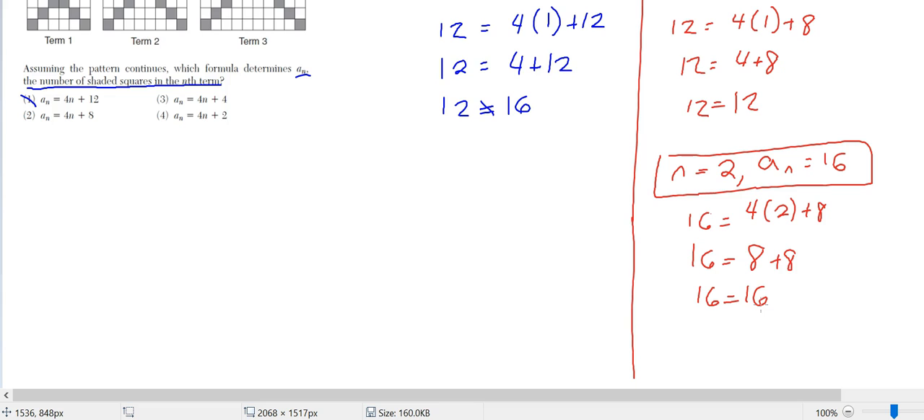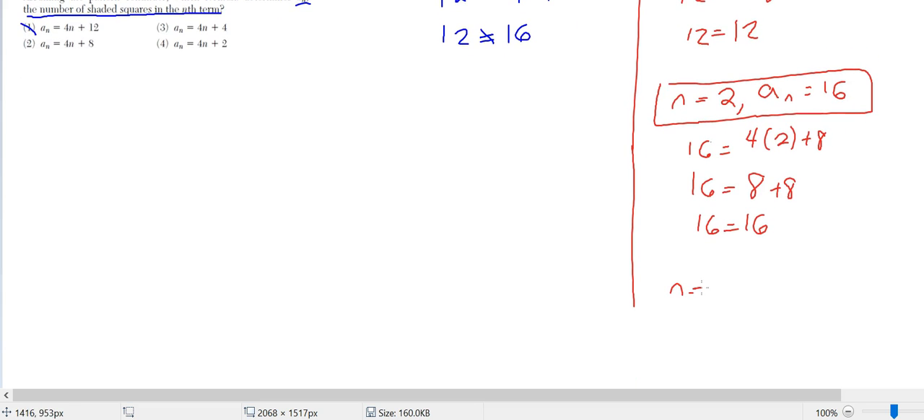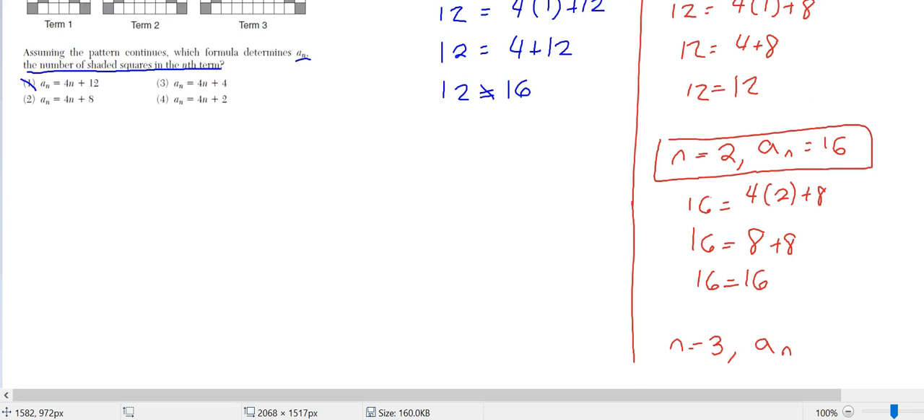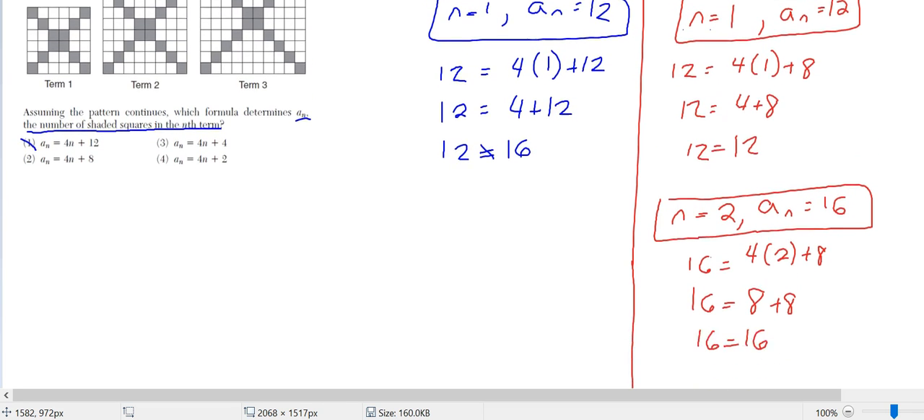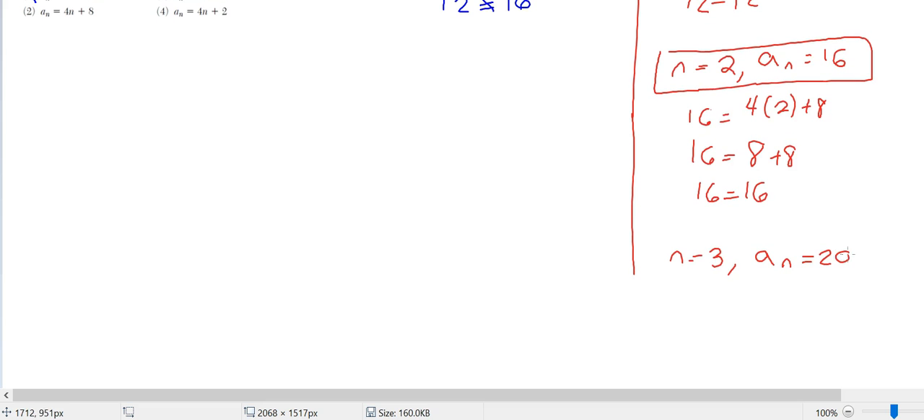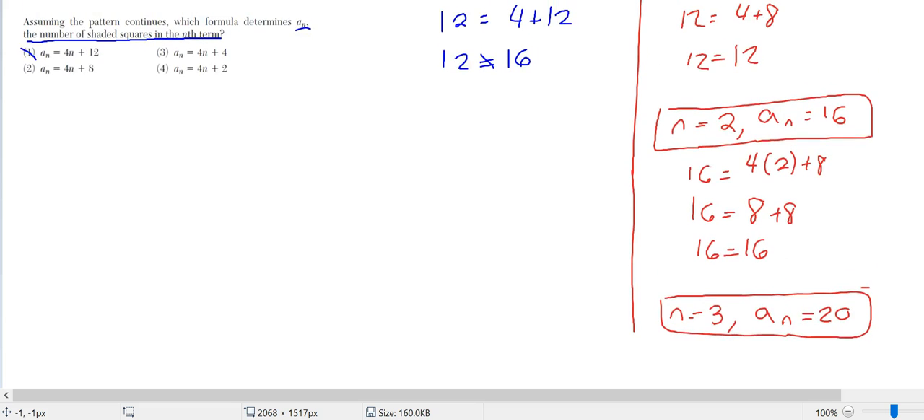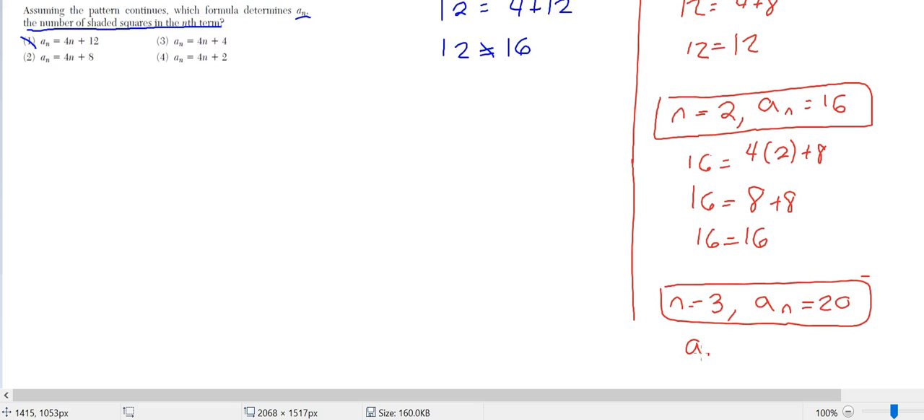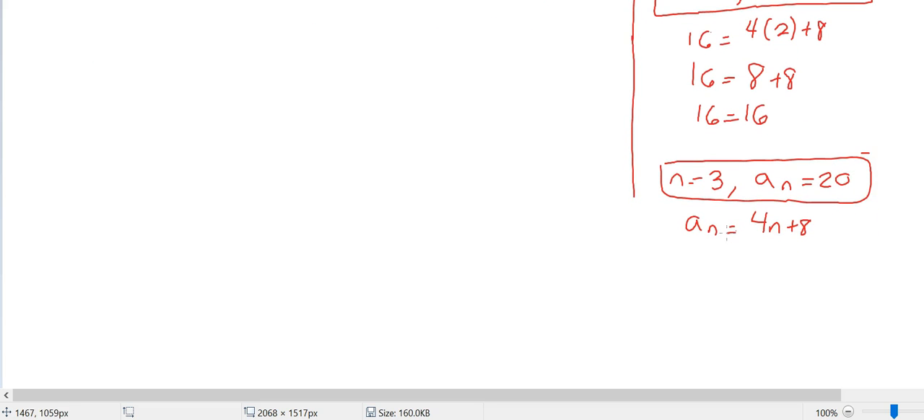Now we have to try it for the third term. So we're solving at n equals 3. And for a sub n, we have to count the number of gray boxes in the third term, and that is 20. So a sub n is equal to 20. Let's rewrite the equation for choice 2: a sub n is equal to 4n plus 8. So for a sub n, we're plugging in 20. Is 20 equal to 4 times 3 plus 8? Is 20 equal to 12 plus 8? 20 is equal to 20. So this equation in choice 2 holds true for term 3 also.